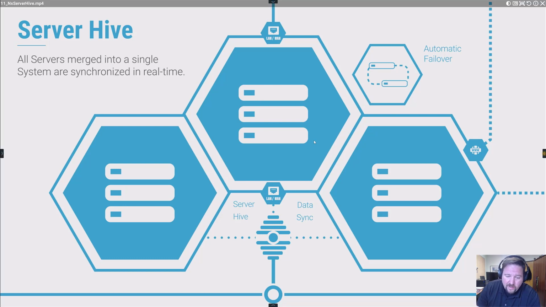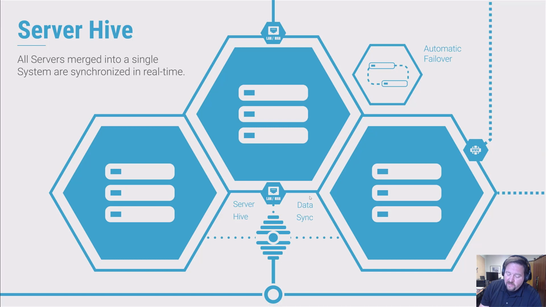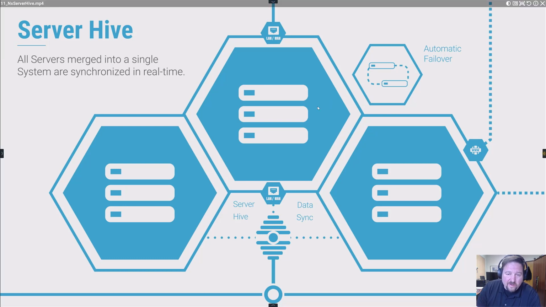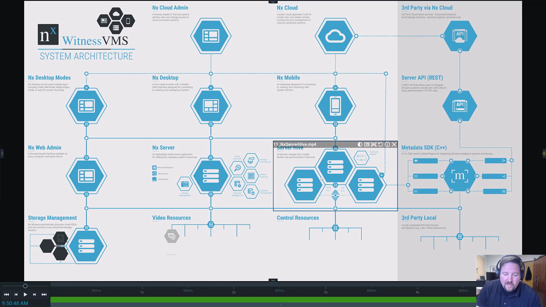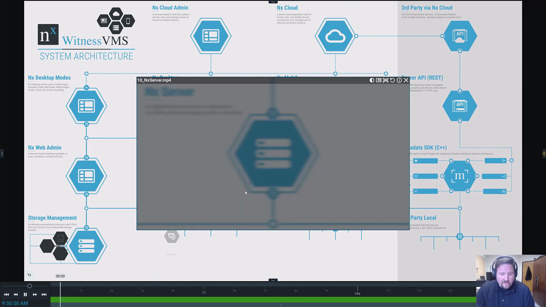And that's important because it synchronizes system configuration information, user information, and it allows for things like automatic camera failover to happen in real time. So the Server Hive is a real key part of the architecture. It also allows you to do things like send an API call to any server in a system in order to generate a system event. So it's a pretty powerful architecture. Let me start that up.